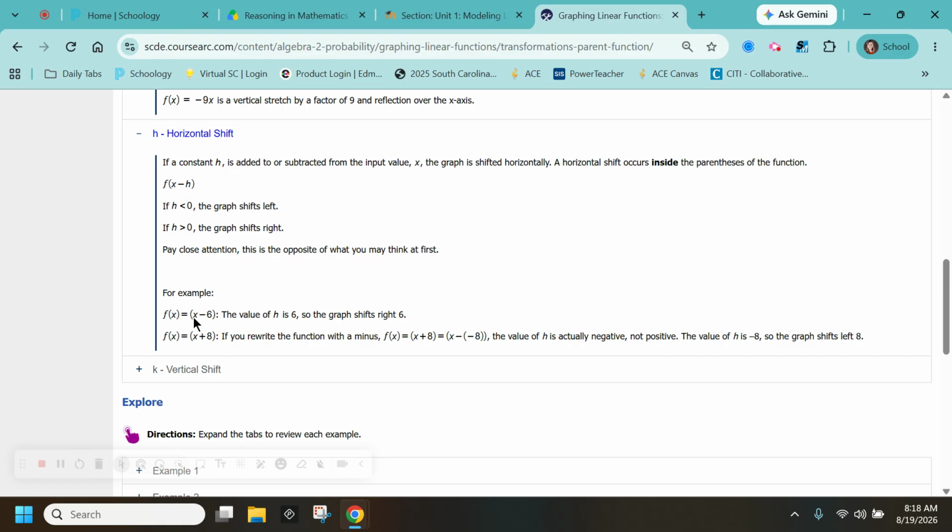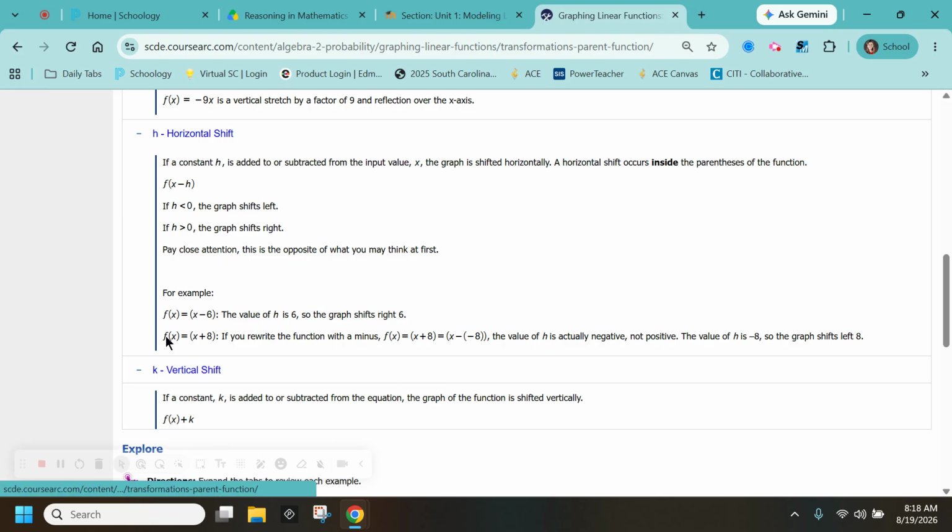So if we have x minus 6, the value of h actually is 6, so the graph shifts to the right 6. With plus 8, if you rewrite the function with the minus, we have minus -8, so the value of h is actually negative, and so it will shift the graph to the left. So again, it does the opposite of what you typically think it might do at first. So x minus 6 will actually shift it to the right, x plus 8 will actually shift it to the left.